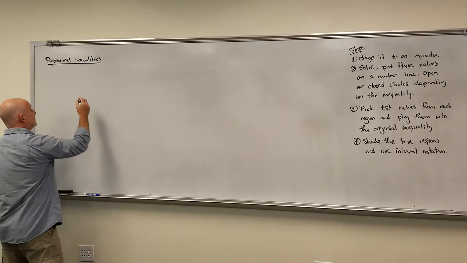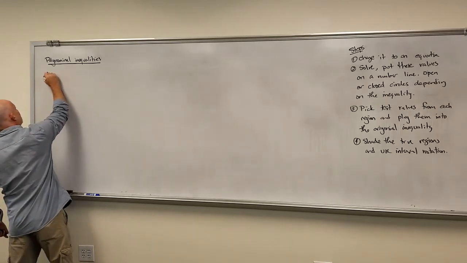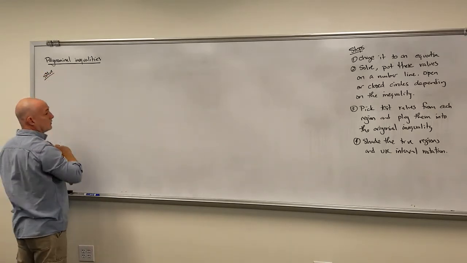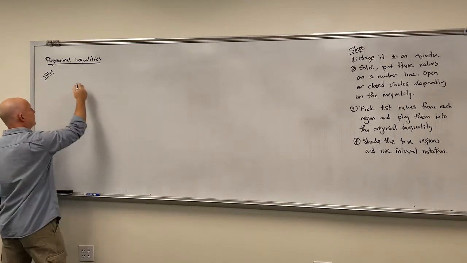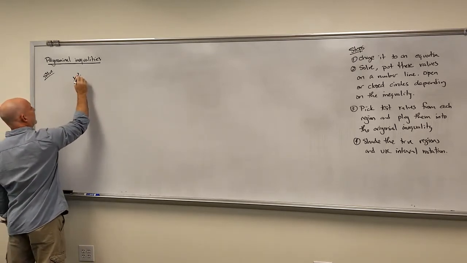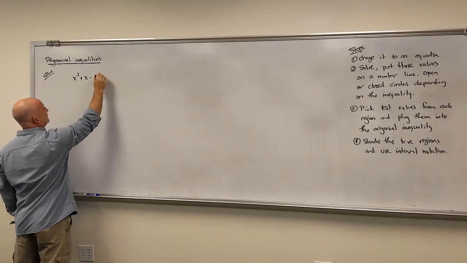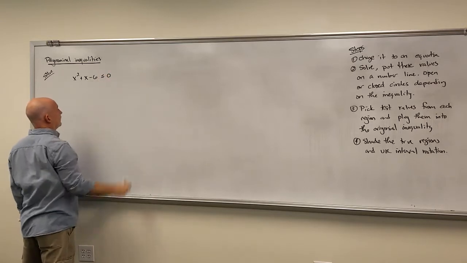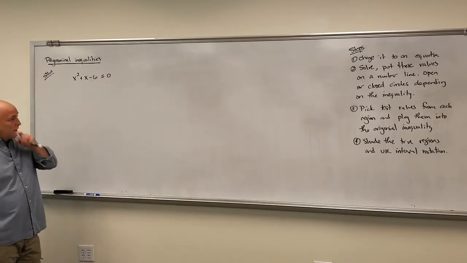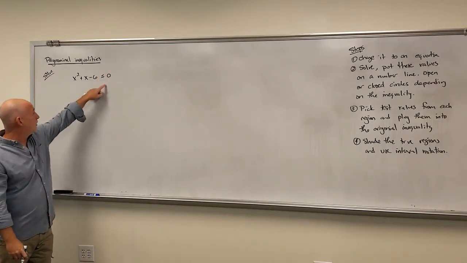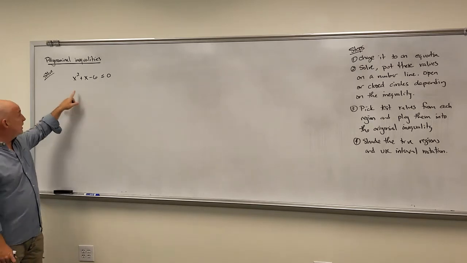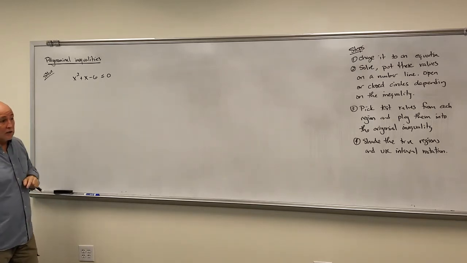So let's start out with, again, our directions here might just be solve, or solve, graph, use interval notation. Let's see if we got an easy one too. x squared plus x minus 6 is, let's go less than or equal to 0. In this case, this is a polynomial inequality. More specifically, we would say that this is a quadratic inequality.